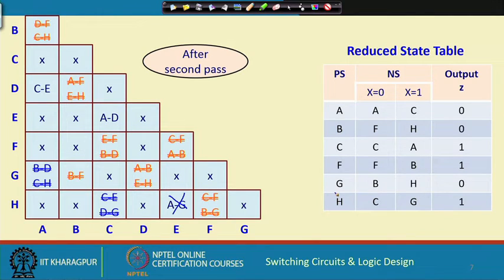So, from the initial table you arrive at this final table, which you will see from 8 rows we have come down to 6 rows. Okay? This is the basic idea behind state minimization.